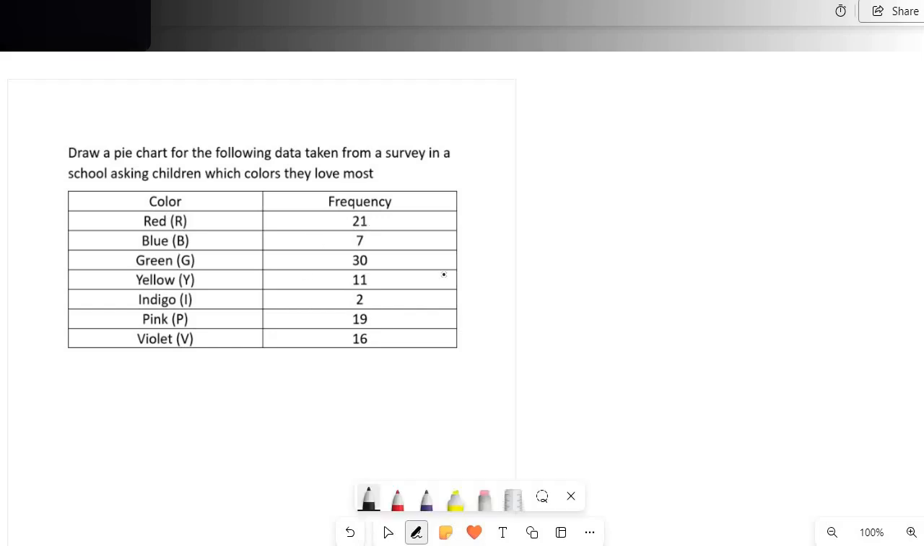So to draw the pie chart, let us first calculate the total number of students or children that were present during the survey. So summation of F, which is the sum of all of the children here. By adding them, we get 21 plus 7 plus 30 plus 11 plus 2 plus 19 plus 16, to get a value of 106, meaning that there were 106 children that took part in this survey.